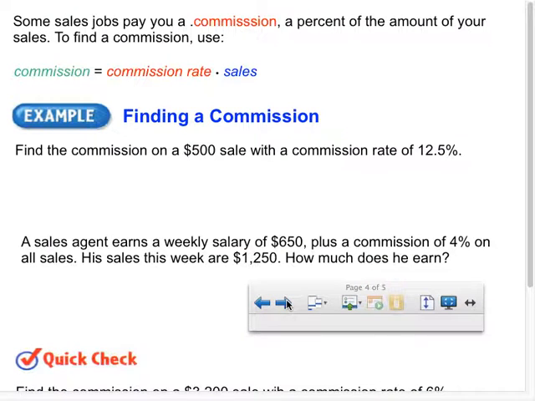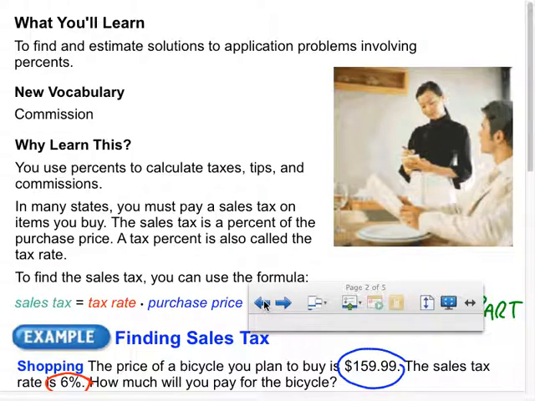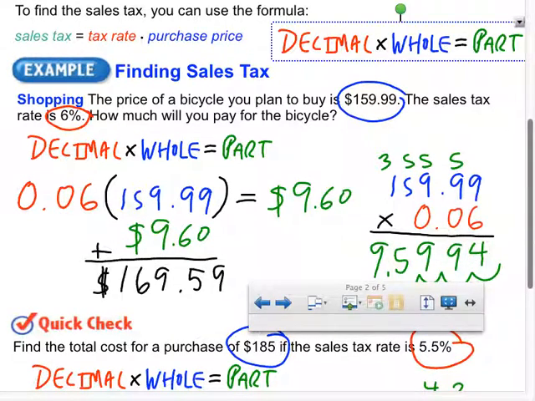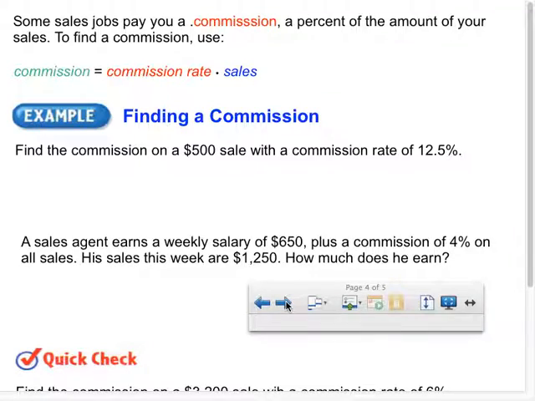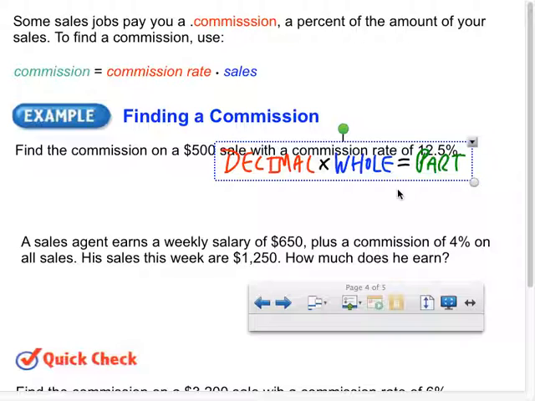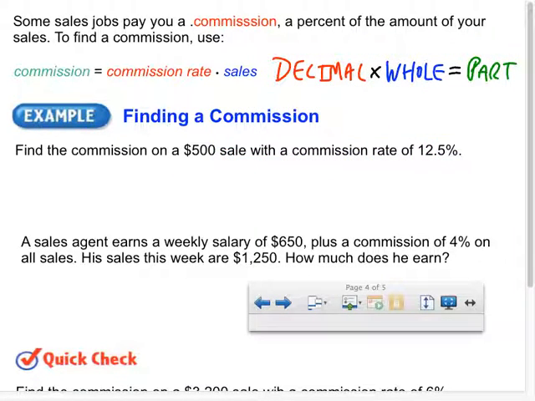So moving along, take a look at that formula. Remember what I told you about commission? Some sales jobs pay you a commission, a percent of the amount of your sales. To find a commission, use commission equals commission rate times sales. So this is the same formula we've been using all along. So I want to go back. I'm going to copy this formula. You're using the same formula. Okay? The commission is the part. The sales, how much you sold, is the whole. The commission rate is the decimal that comes from the percent.